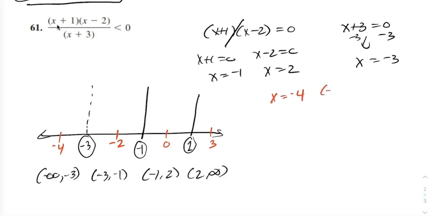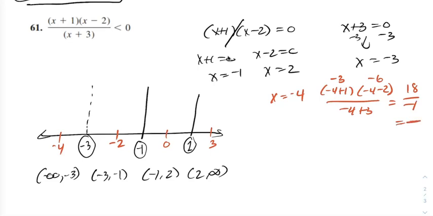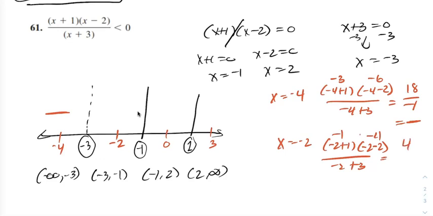So let's plug in -4. So I'm going to get -4 plus 1, -4 minus 2, over -4 plus 3. Now in this case I get -3 times -6, so I get 18 on top, and I get a -1 on the bottom, so it's a negative. Now let's do -2. So -2 plus 1, -2 minus 2, over -2 plus 3. So on top I get -1 and a -4. Multiply those together, you get 4 over 1. So this is actually a positive. We could plug in 0.